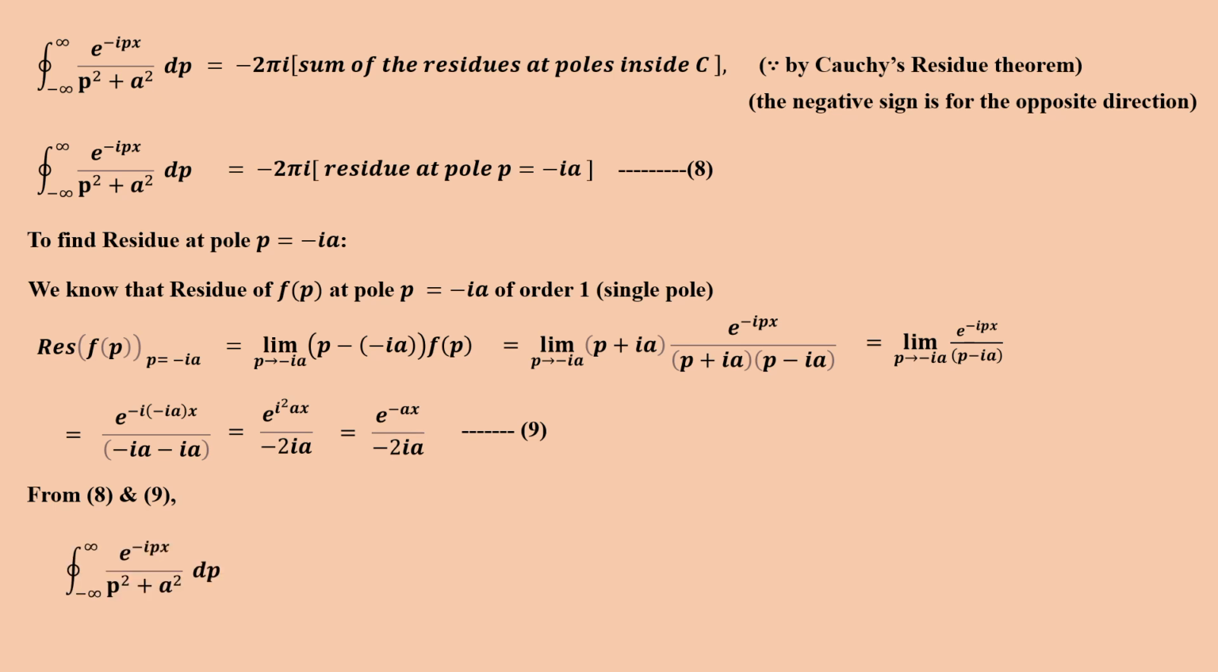Therefore the integral from minus infinity to plus infinity of e power i p x by p square plus a square dp is equal to minus 2 pi i into the residue at the pole p is equal to minus i a, that is e power minus a x by minus 2 i a. Minus 2 i gets cancelled, so remaining you are having pi e power minus a x by a. That is equation number 10.